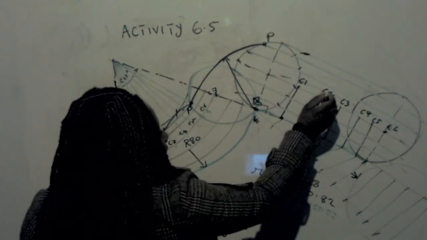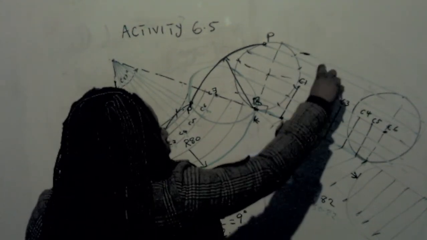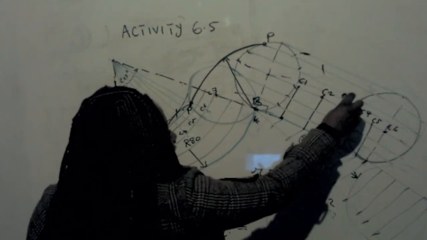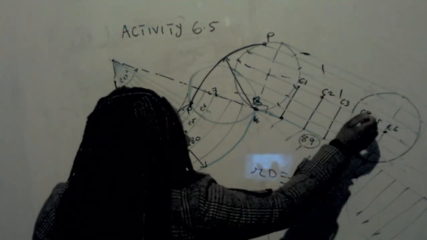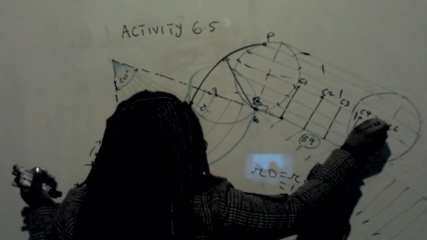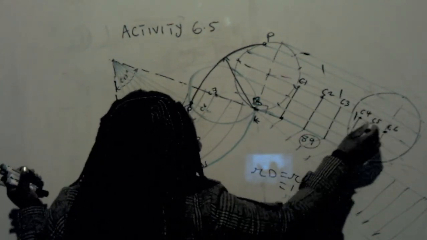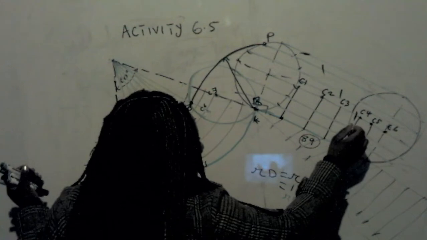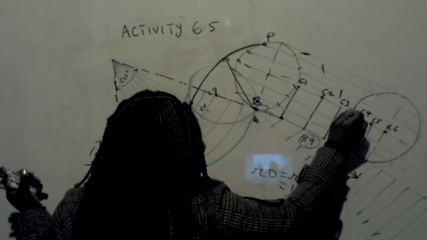Then I come to C2. I need to mark down on 2. C3, you mark on 3. C4, you need to mark on number 4. C5, you need to mark on number 5. Of which from here, it's going to come to this level somewhere there. Let's say 4 is here.